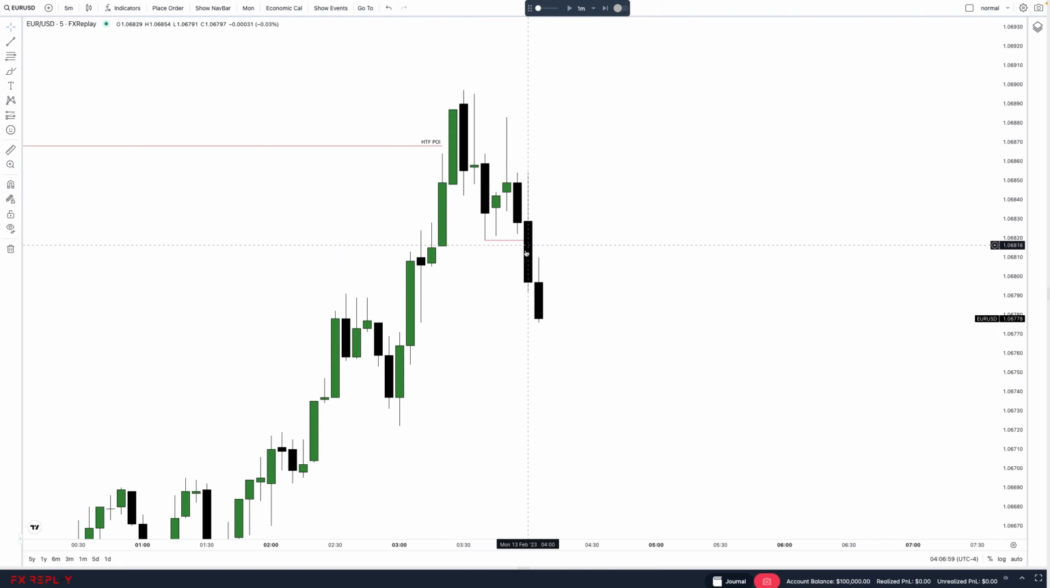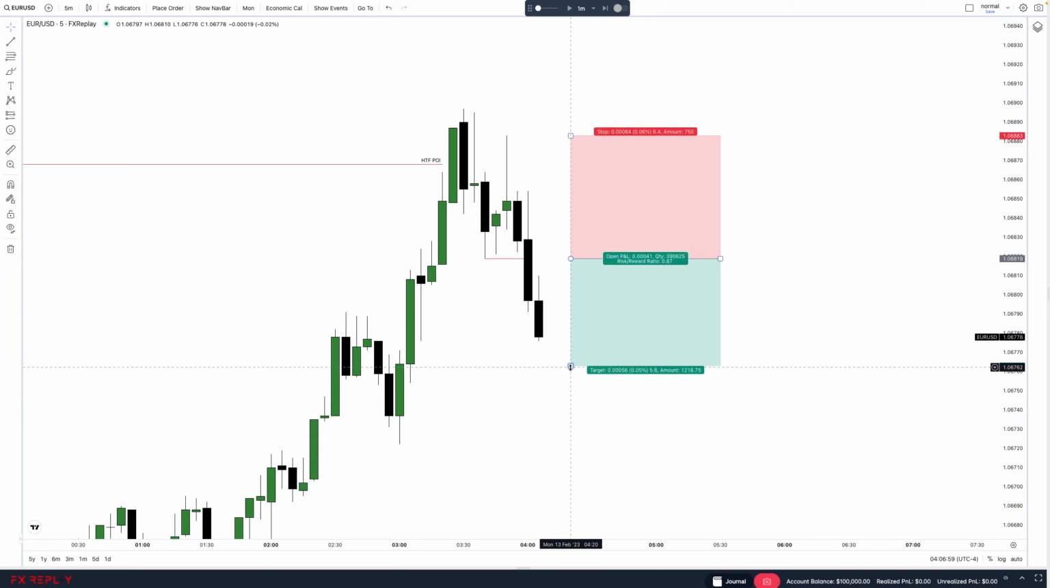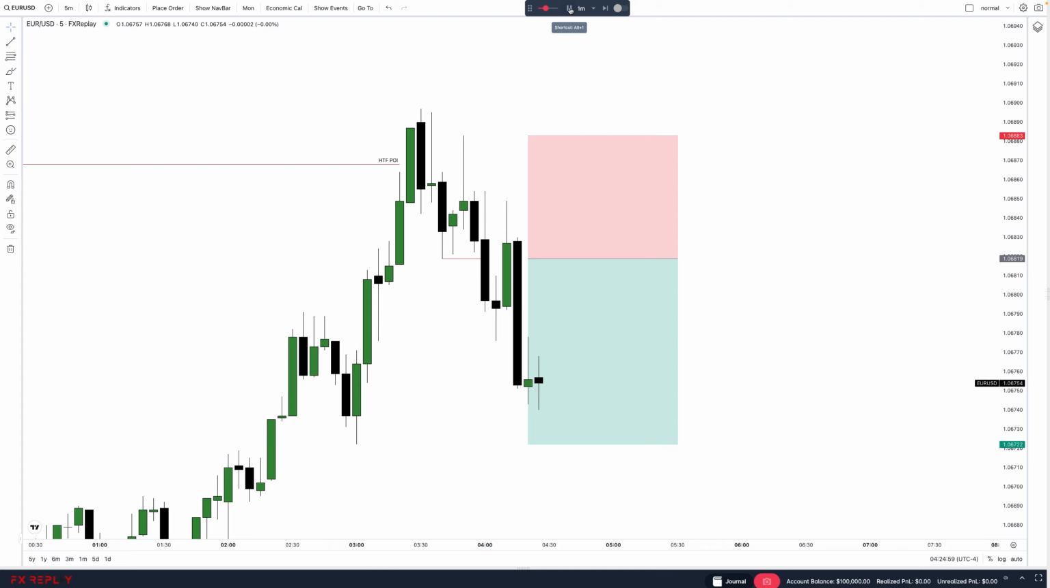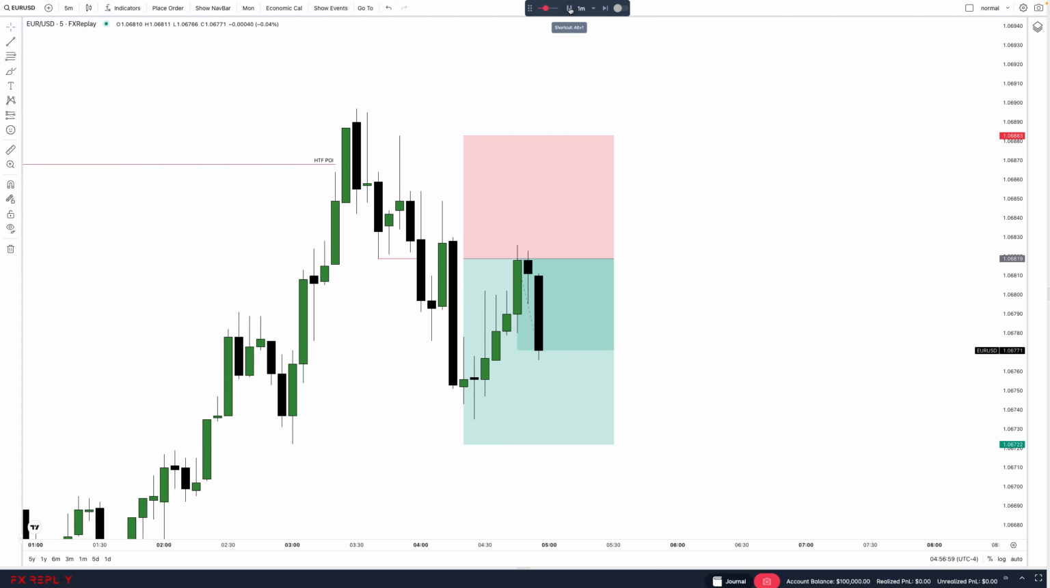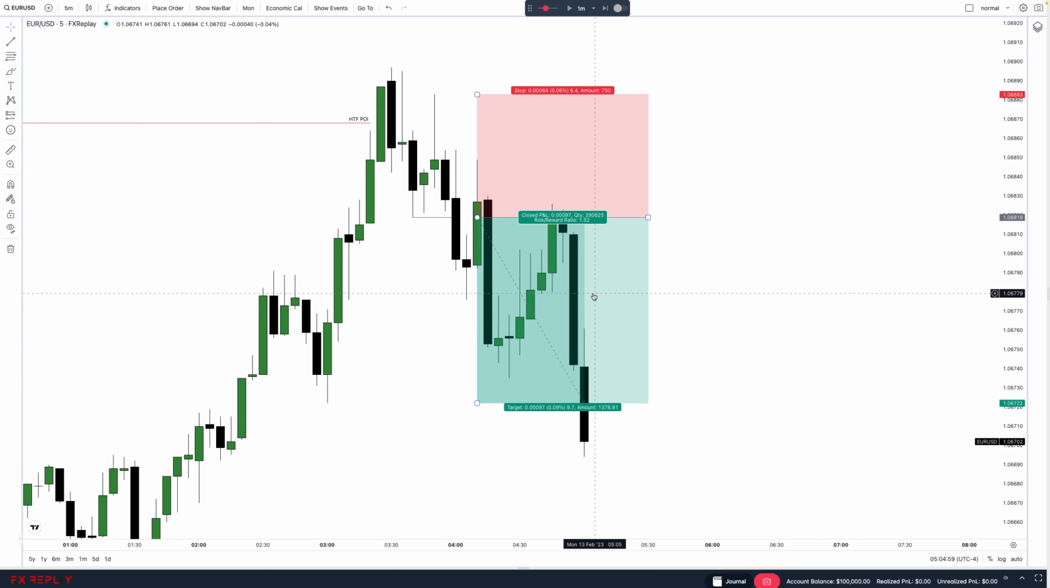Since we have a close below, we'll now enter a sell limit right here and see what happens. As you can see, we got tagged into the trade right here. It went down, came back up, and down to take profit, which resulted in a nice 1 to 1.52R trade.